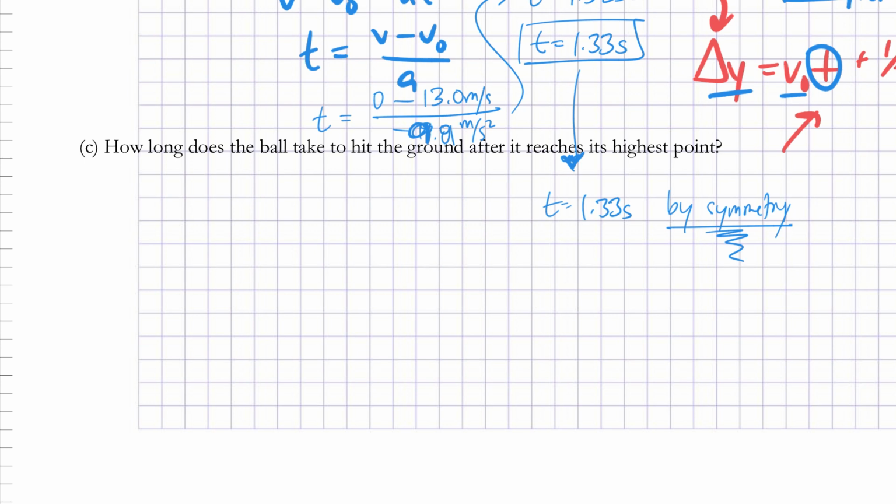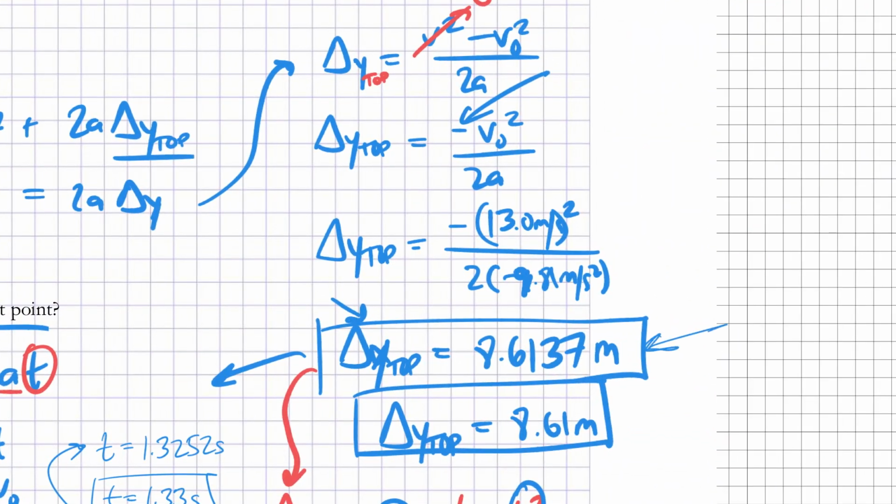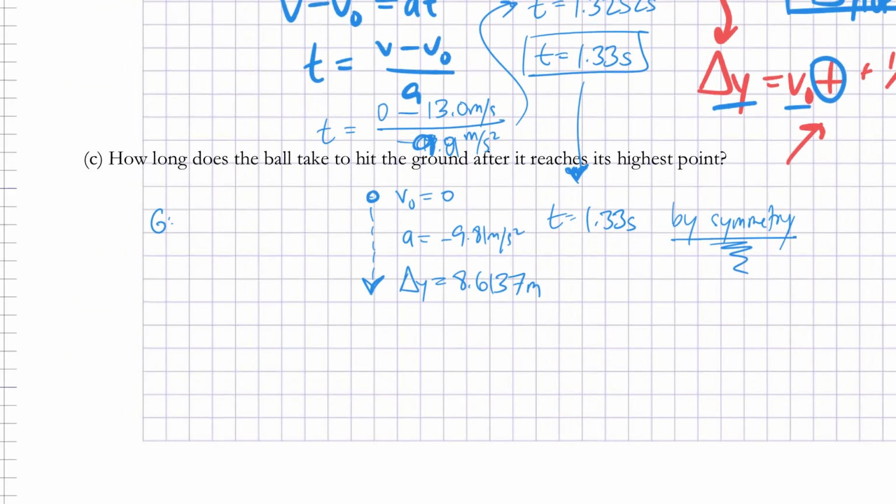If you wanted to solve this otherwise, what I would recommend is a whole other given. We'd be talking about the ball at the top, where its initial velocity is 0, and it'd be falling right back down to the bottom. We would know its acceleration was negative 9.81 meters per second squared. And we would know what its delta y was because we solved for that right here, 8.6137 meters. Once you have all of that information, you can solve for the time.